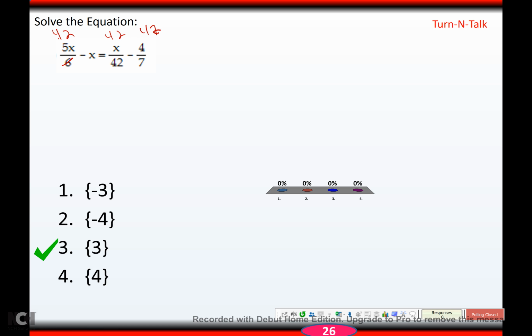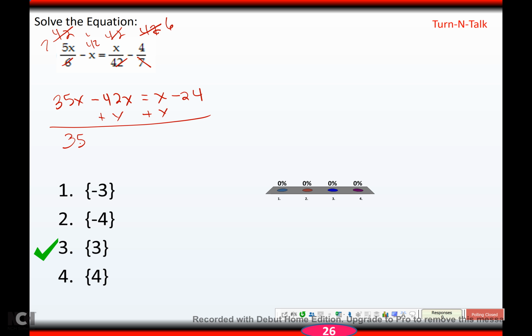here the 6 goes into 42 7 times, which makes 35x. Oops, this one too. Nothing dies on the second one. So I multiply and I get negative 42x. The 42's cancel here, which gives me x. 7 and 42 don't cancel, but 7 goes into 42 6 times, which gives me negative 24. So now I get my x's together. Wait a second, I got x's all over the place.